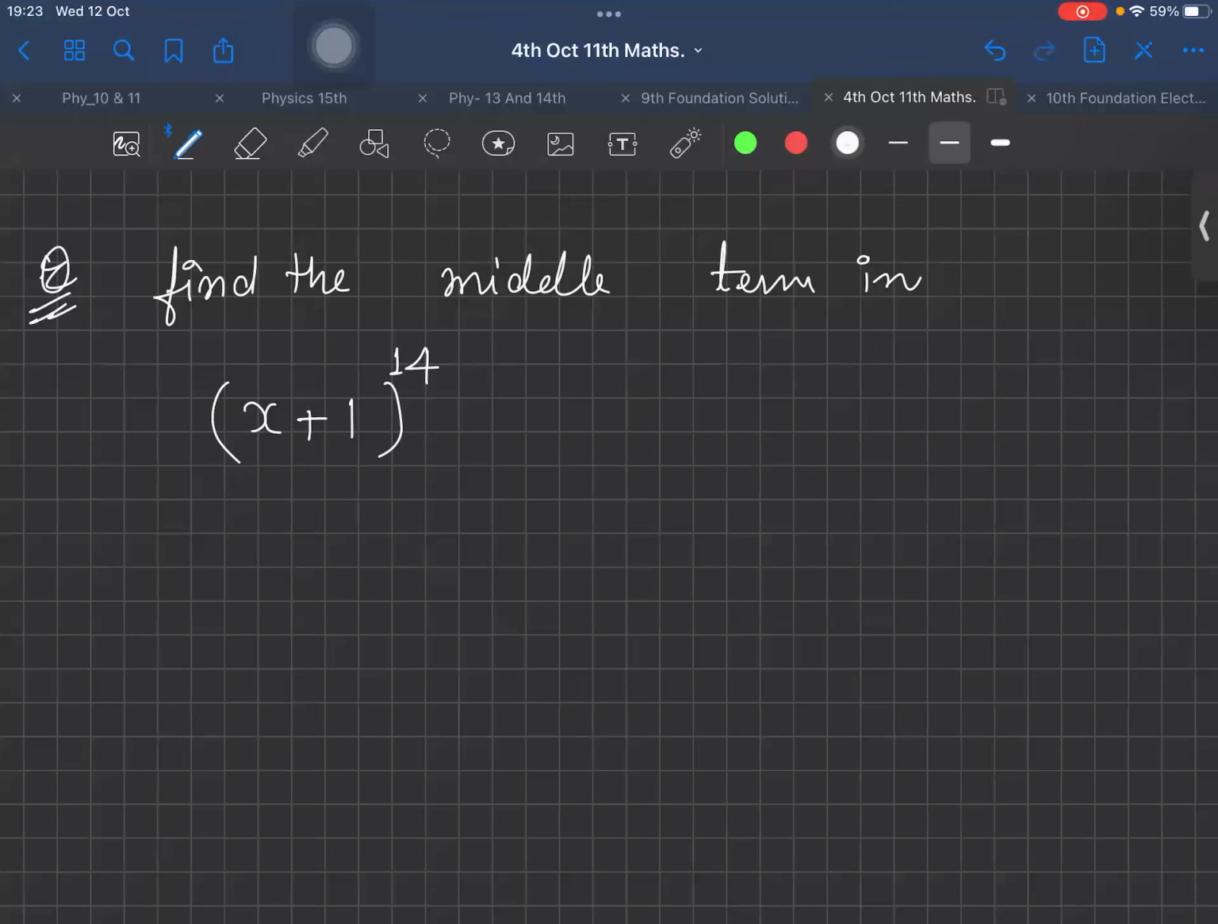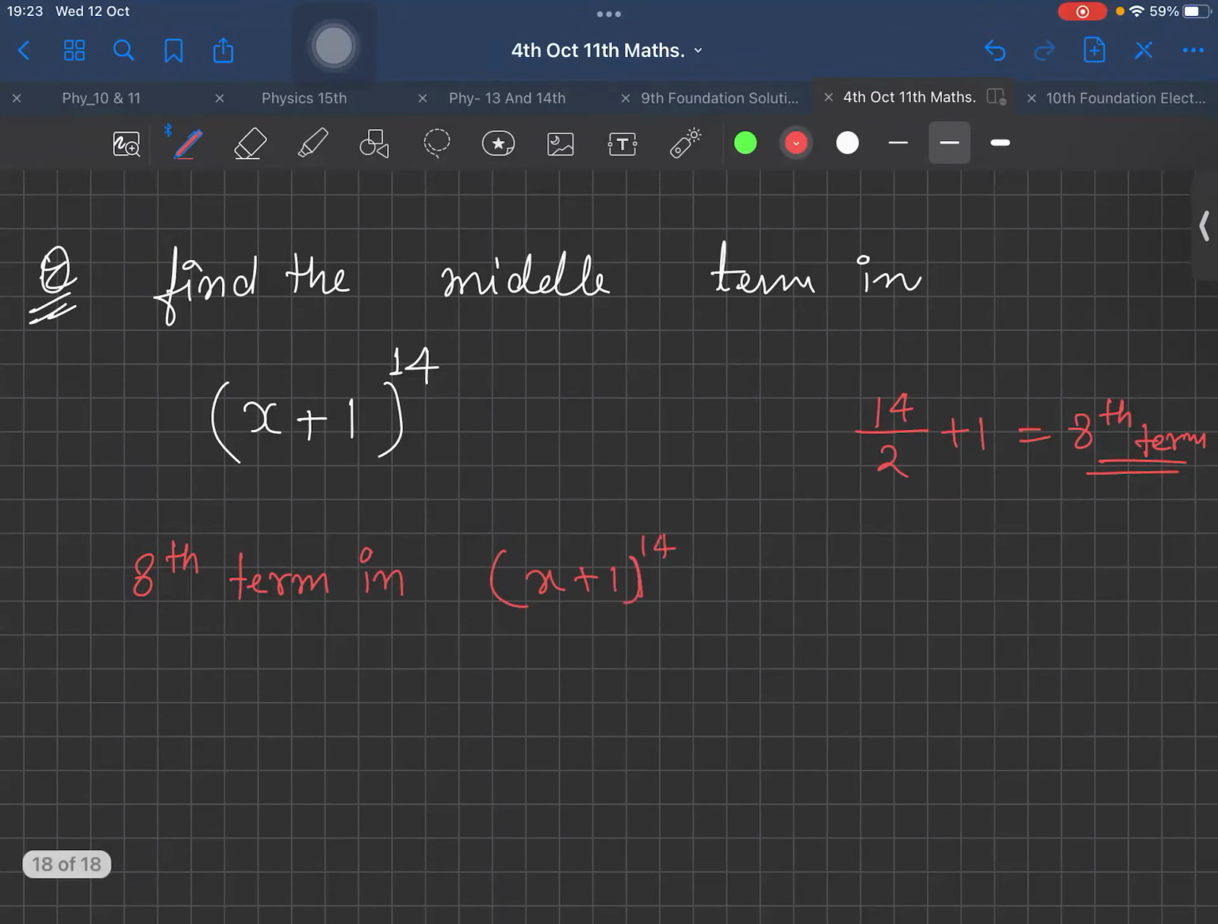So how do you find the middle term? You will just add 14 by 2 plus 1. So that is the 8th term. So how do you find the 8th term? Finding the 8th term in (x plus 1) to the power of 14.